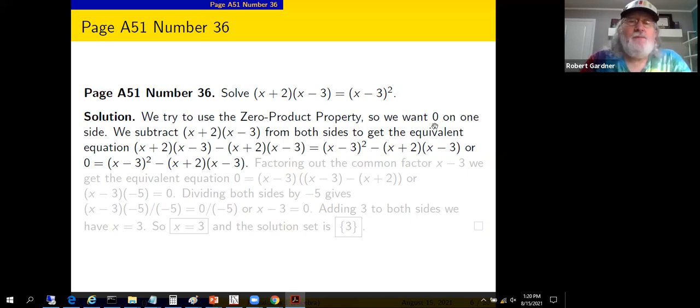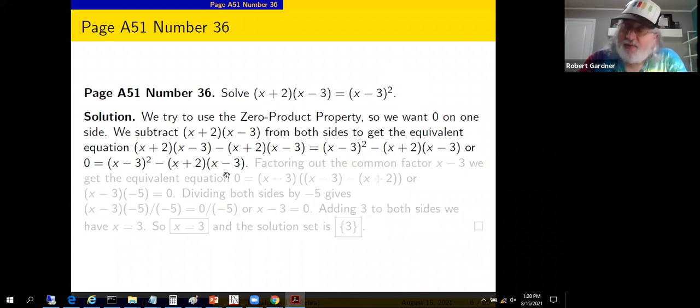So we want 0 on one side and a product on the other side. So let's take the left-hand side, subtract it from both sides, giving us left-hand side minus left-hand side equals right-hand side minus left-hand side. We've subtracted this quantity from both sides of the original equation. That's to get a 0 on one side of the equation. It gives us a 0 on the left-hand side. On the right-hand side, we've produced this. Oh yeah, that's equivalent to taking this term to the other side and changing its sign.